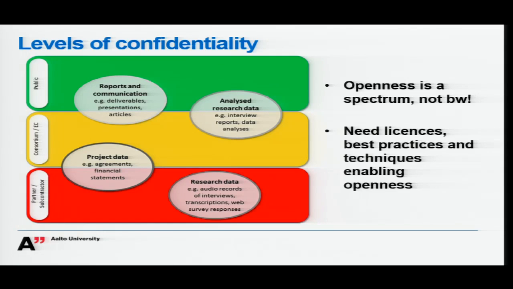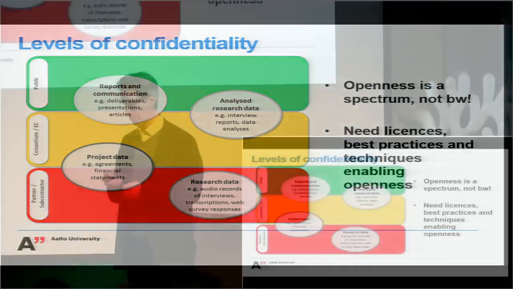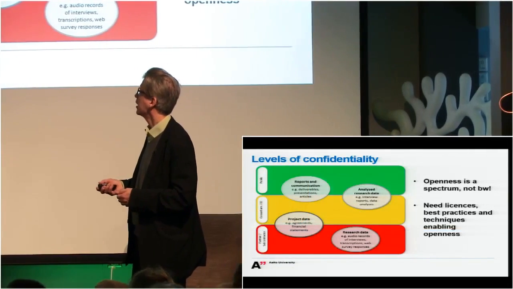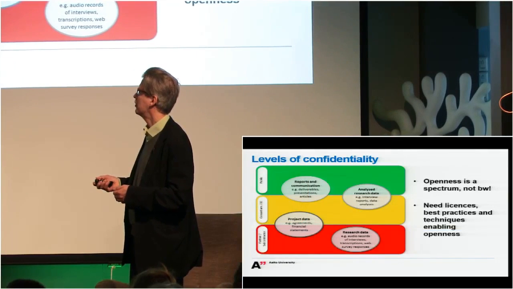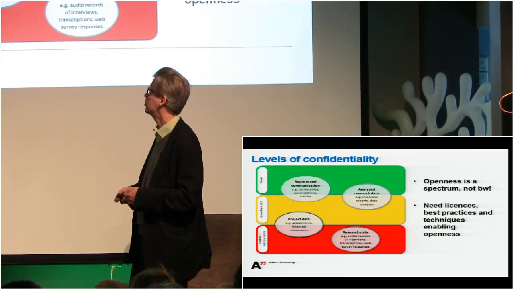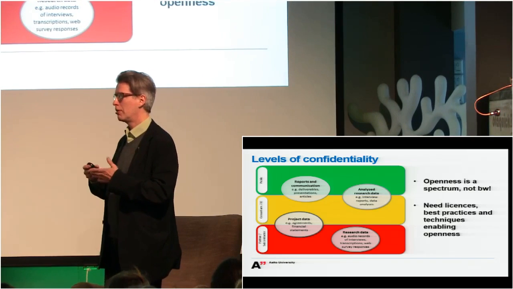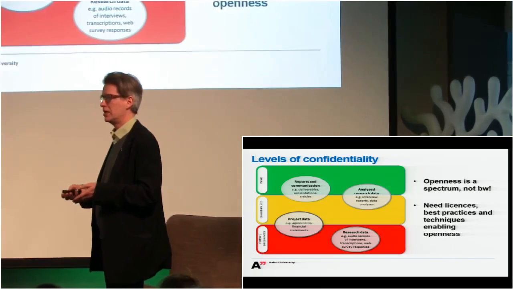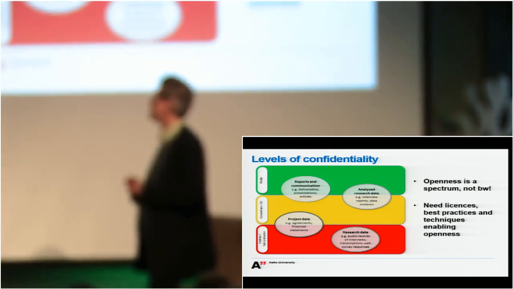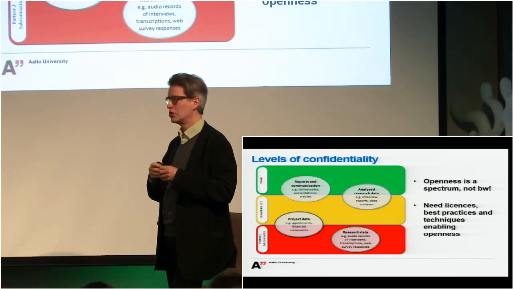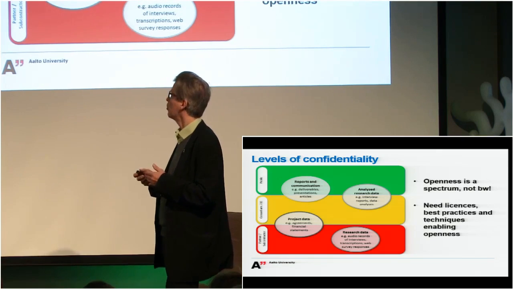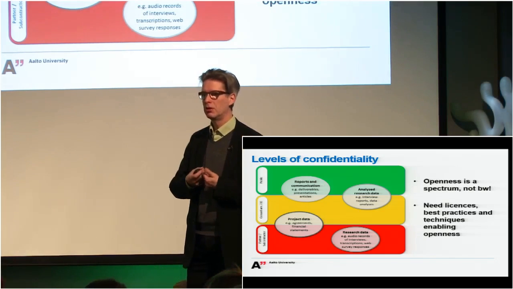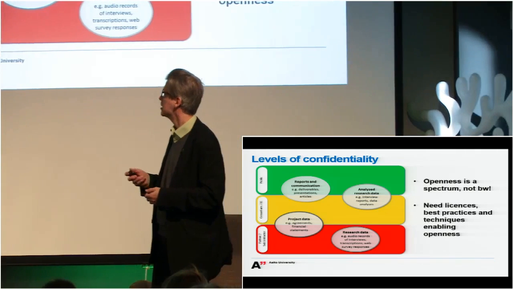other parties to carry out similar studies in a similar manner, for those who are not taking part in the project. So what they have done is define, because there's a lot of different kinds of data, research data, project data, analyzed research data, and reports and communications. So when we talk about research data, it's a wide variety of different kinds of data, and as Ella was referring to in her presentation, it's a choice of which data to open and which data to not open. So it's a spectrum of choices. It's not a yes or no question, or black and white.